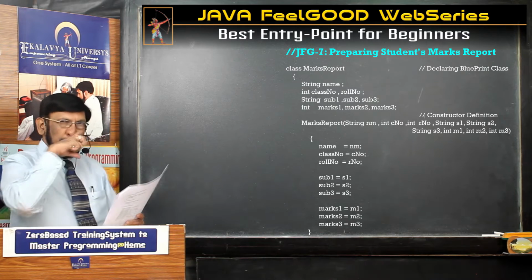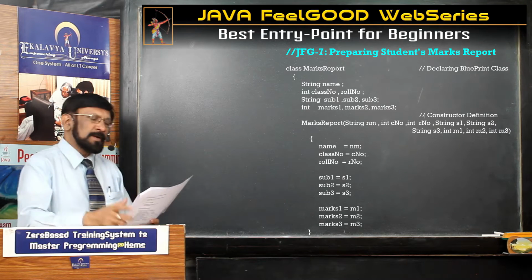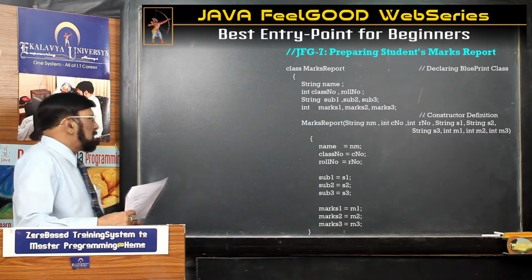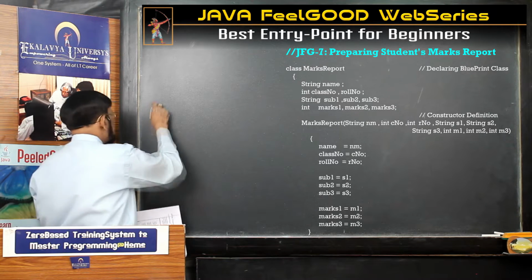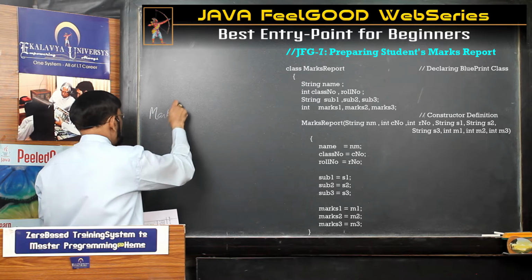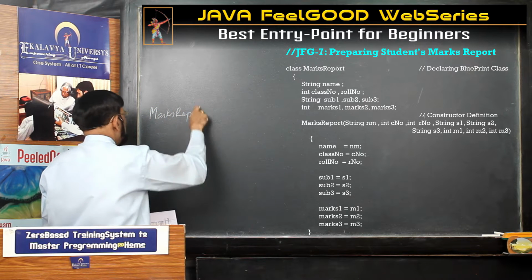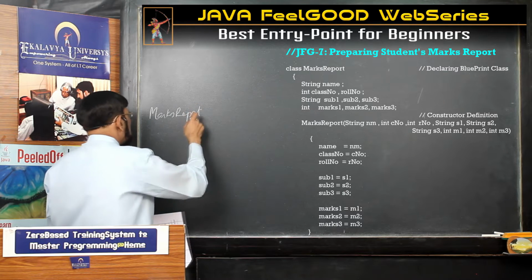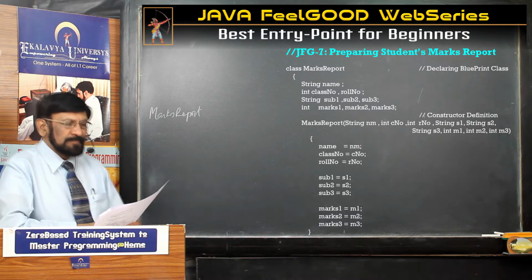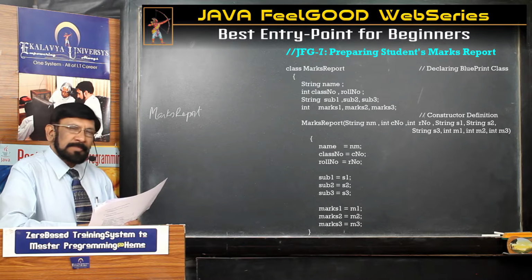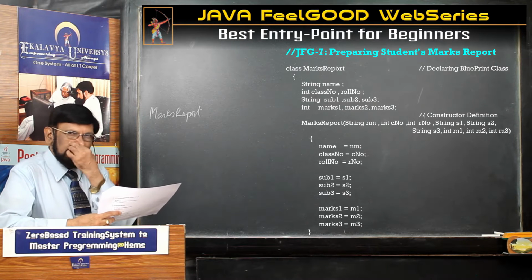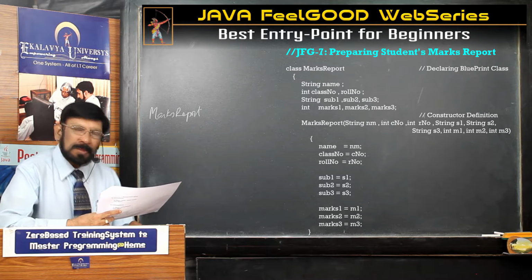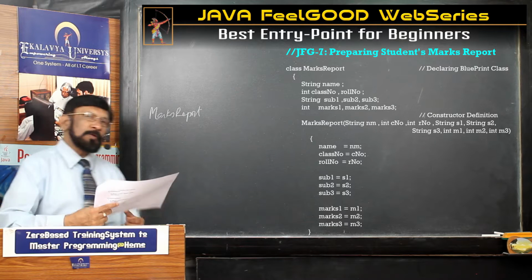As I told you already, first define the blueprint class. Let us name it MarksReport, in Pascal case. Don't be lenient. Strictly follow the conventions. Thereafter, 9 instance variables we have to define, now with the appropriate types.